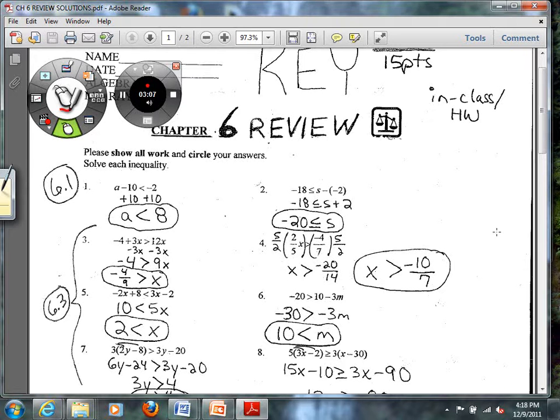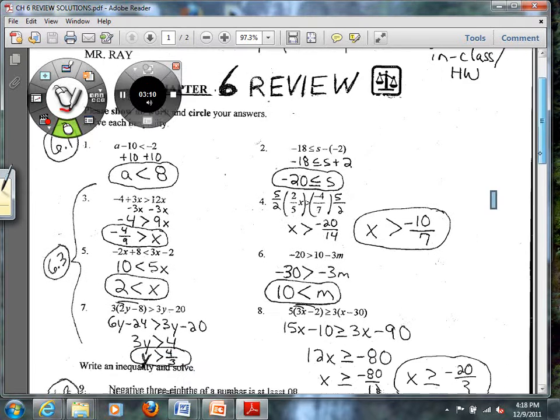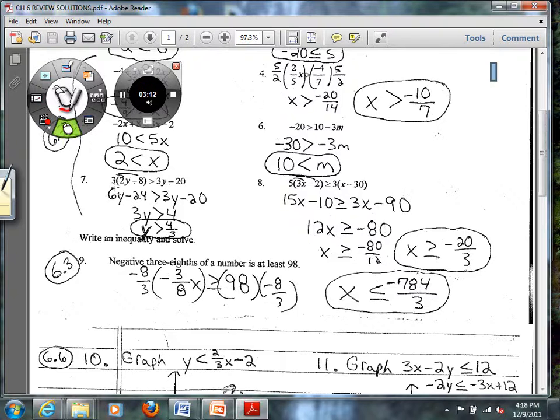On number 7, distribute the 3, so 6y minus 24. This side's fine, and then we want to get the y's together, so I subtracted 3y from each side. That's where I got the 3y here, 6 minus 3. And then added the 24 over to that side. Negative 20 plus 24 is positive 4. And then I divided by 3 on both sides, so y is greater than 4/3.